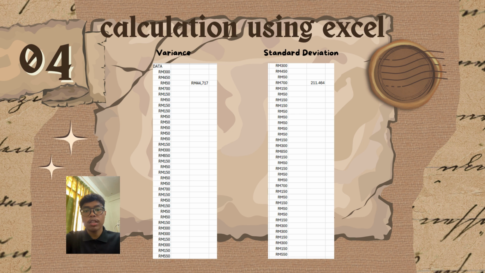Then for standard deviation, I use the =STDEV.S formula. This one helps us understand how much the values deviate from the average. From the calculation, we got a standard deviation of RM211.46, meaning the values are spread out quite a bit around the mean. That's all from me. Thank you.